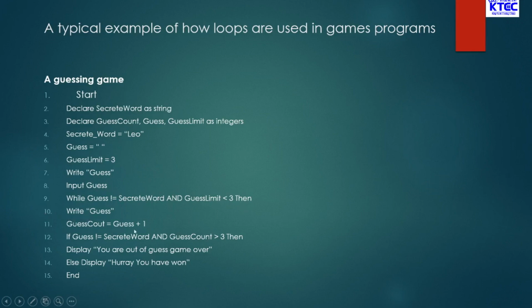But before it does that, it will record 1. If you guess again and you didn't get it, it will add 1 to it, making it 2. If you guess again and you didn't get it, making it 3. And then you say what?